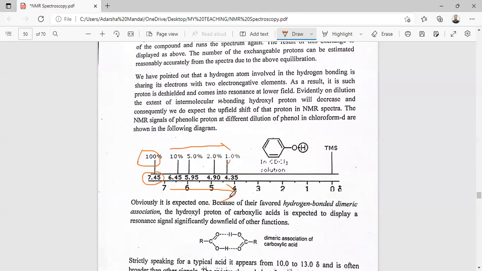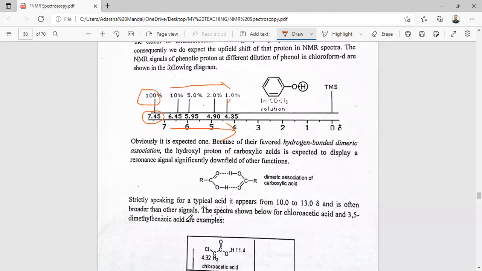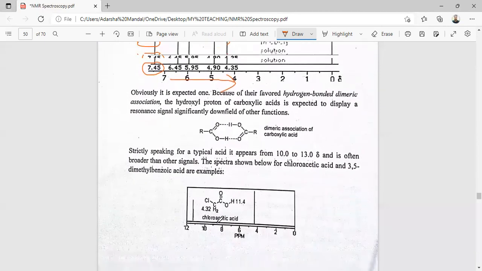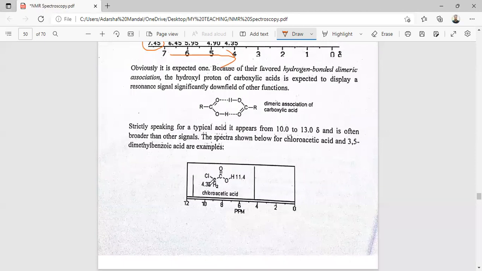So obviously, it is expected, because of the favorable hydrogen bonding and dynamic association, that the hydroxyl proton of a carboxylic acid displays a significantly downfield chemical shift. Strictly, for a typical acid it appears at 10 to 13 ppm and is often broader than the other signals. The spectrum shown below for chloroacetic acid is a typical example. So here in chloroacetic acid, this OH comes at 11.4.